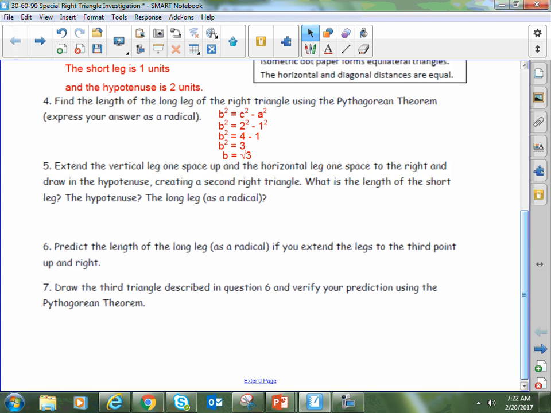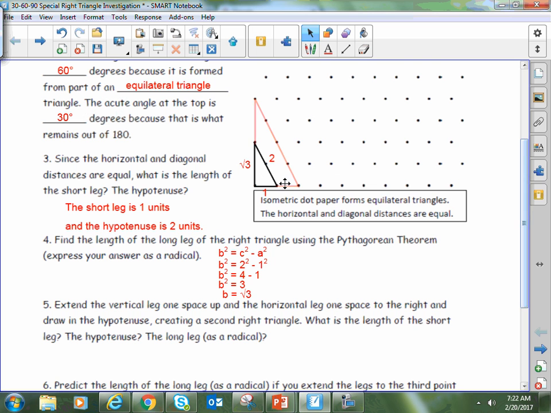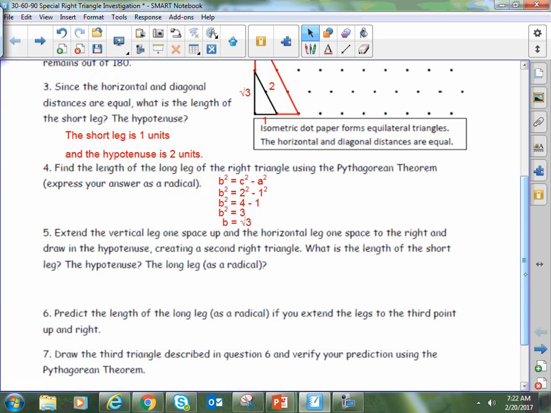So part 5, extend the vertical leg up one space and the horizontal leg right one space. When we do, we wind up with a figure that looks like this. What's the length of the short leg and the hypotenuse? Here all we're doing is extending the sides. So the short leg will be 2 units long now, and the hypotenuse is 4 units long. And if one up and down segment is the square root of 3 units long, then the next one should be 2 square roots of 3 units long.